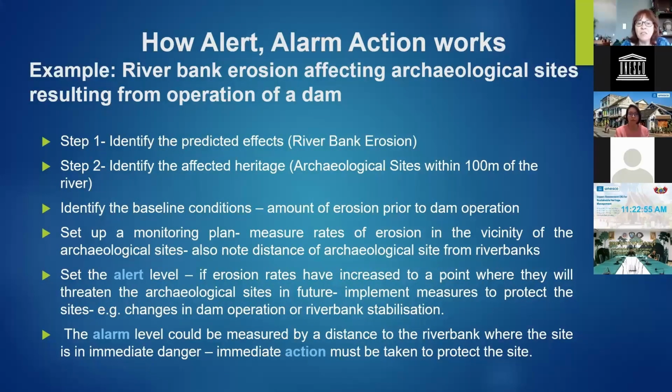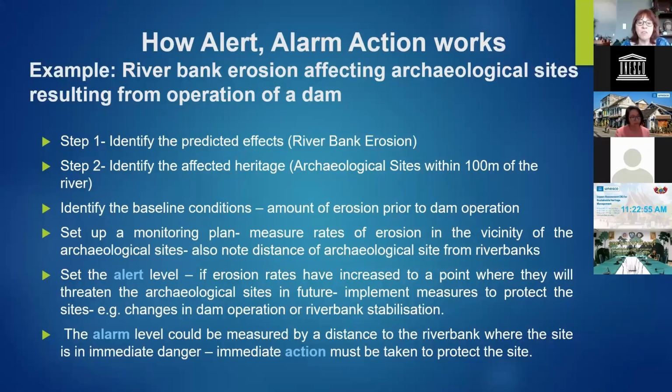So an alert level needs to be set. So if erosion rates have increased to a point where they will threaten the archaeological sites in the future, implement measures to protect the sites. For instance, changes in the dam operation or riverbank stabilization. So these measures are not emergency. These are long-term ways of dealing with it, because at this point, there is no imminent danger to the archaeological sites. This is something that could happen in future.